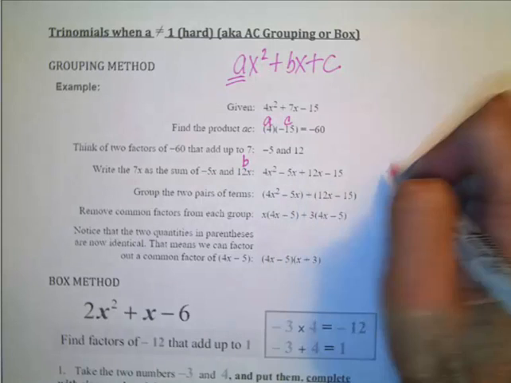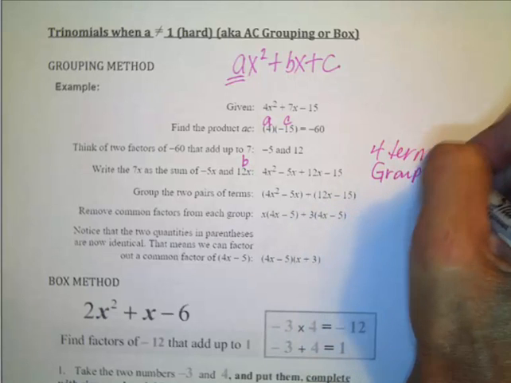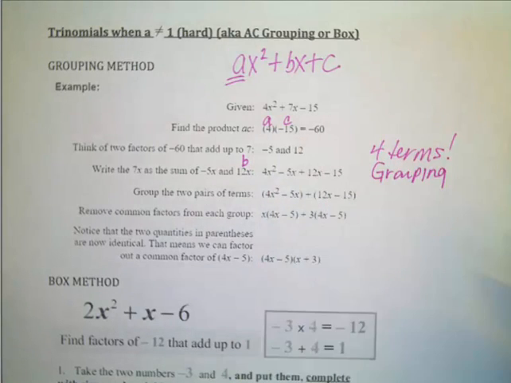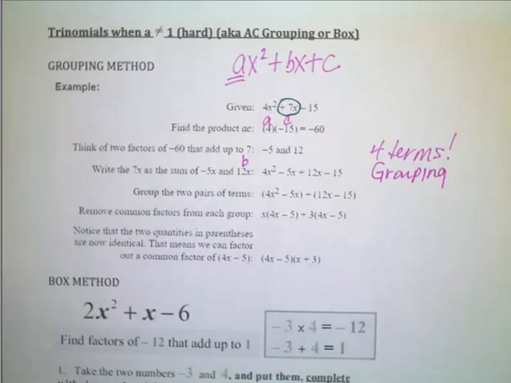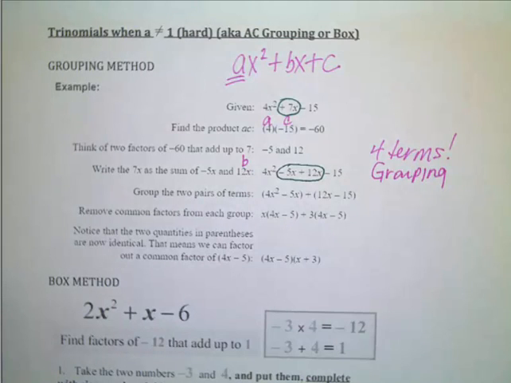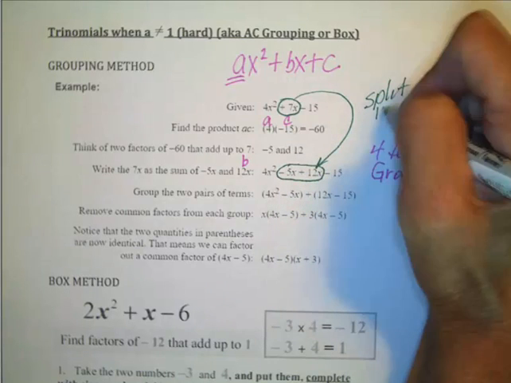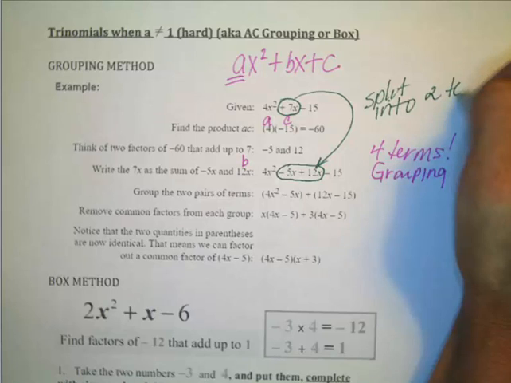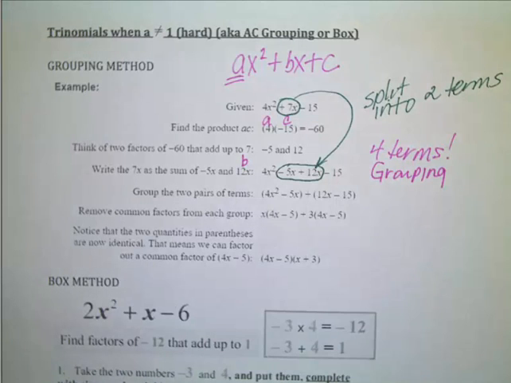This is our grouping piece, okay? It's 4 terms. So I've split, some people call this split the middle. I've split this 7x into negative 5x plus 12x, okay? Does the order of that matter? Could I have 12x minus 5x? Absolutely. Okay, you're not going to go wrong if you have the reverse order. You should come out with exactly the same answer.